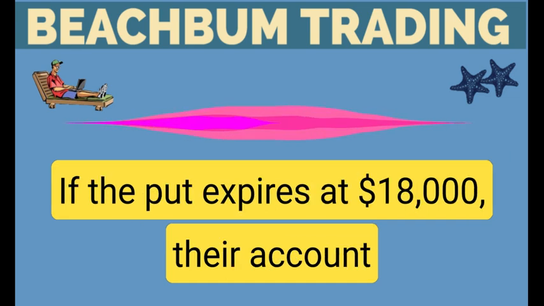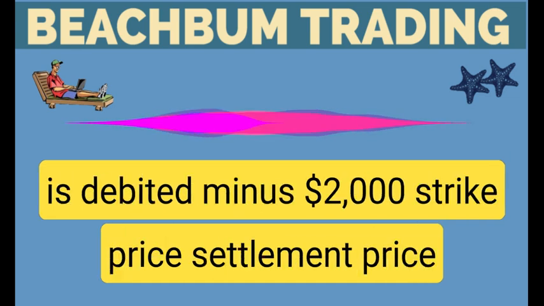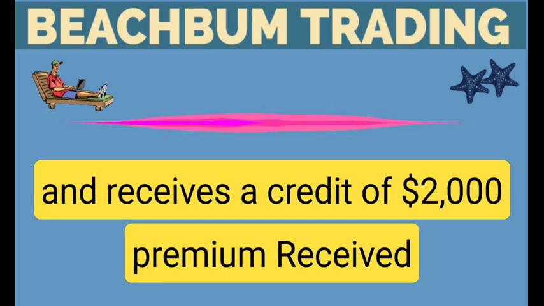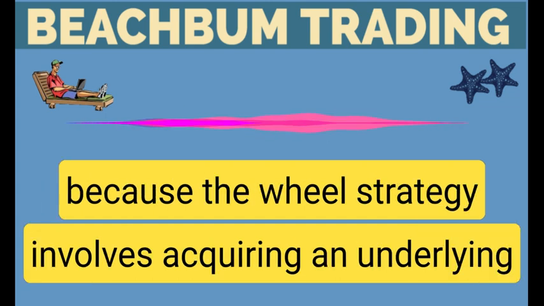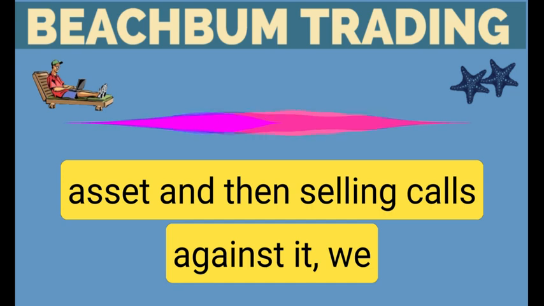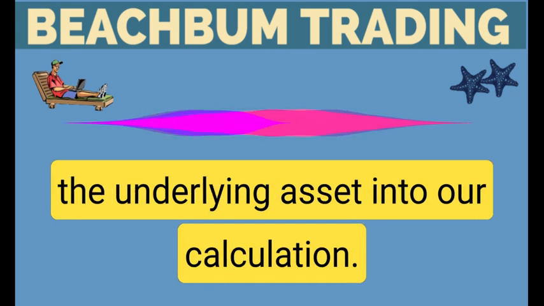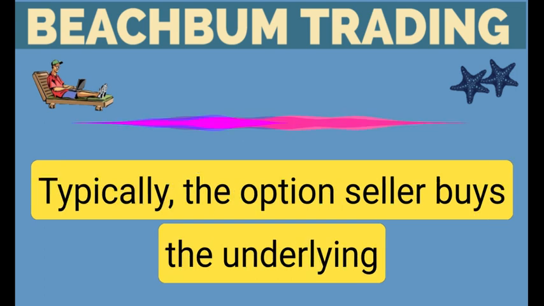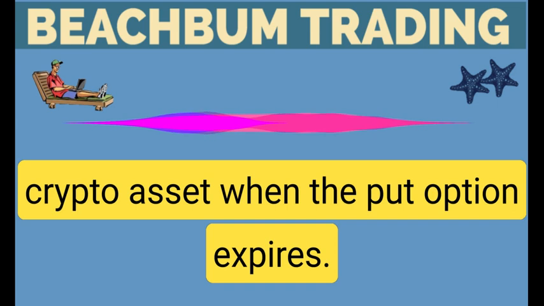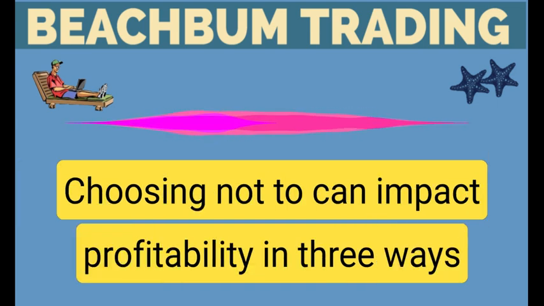If the put expires at $18,000, their account is debited $2,000 (strike price minus settlement price) and receives a credit of $2,000 premium. Because the wheel strategy involves acquiring an underlying asset and then selling calls against it, we must also factor in the price of acquiring the underlying asset into our calculation. Typically, the option seller buys the underlying crypto asset when the put option expires. Choosing not to can impact profitability in three ways.